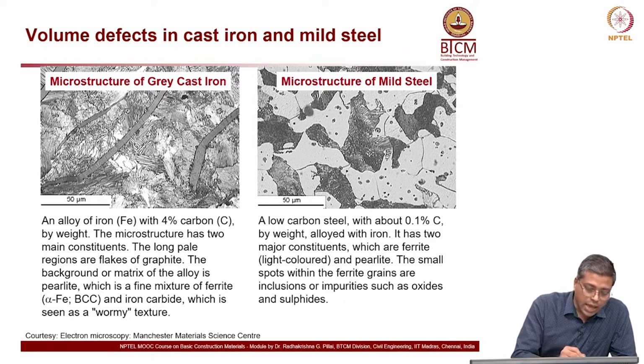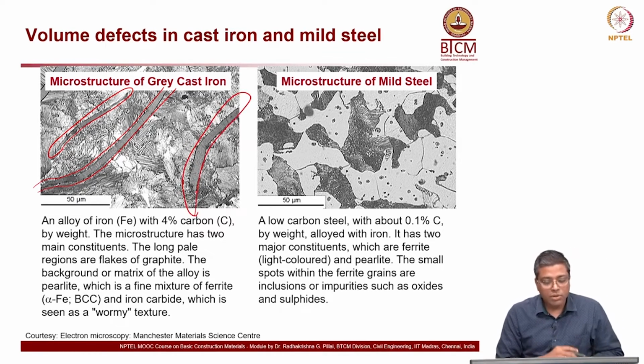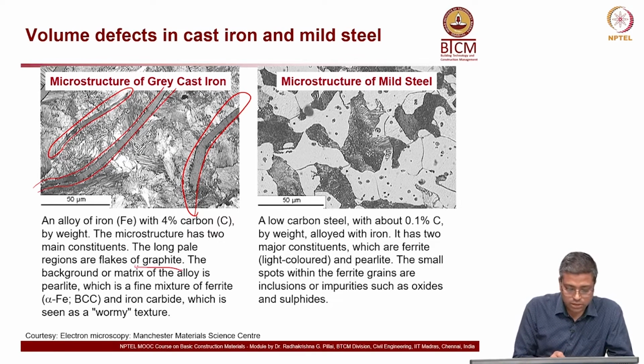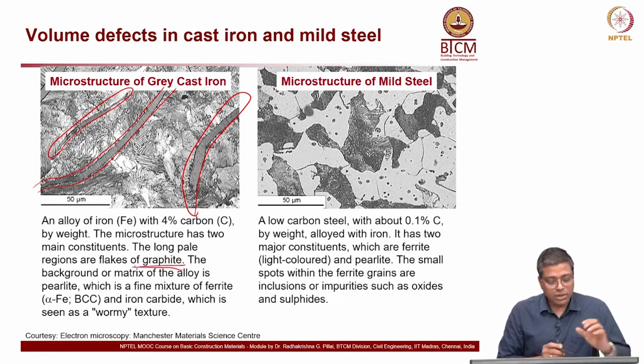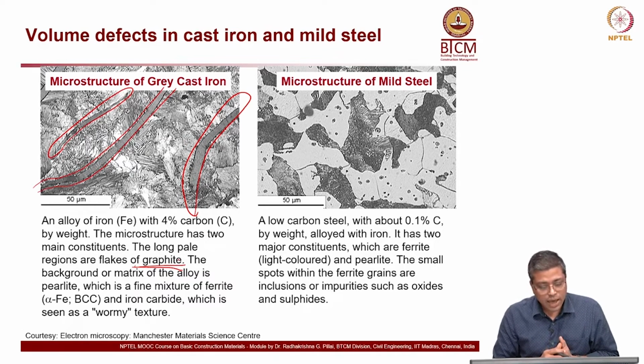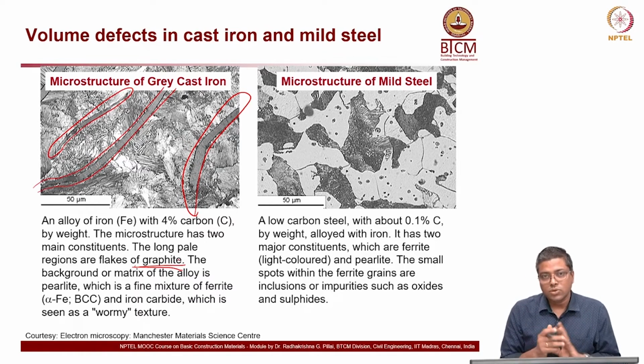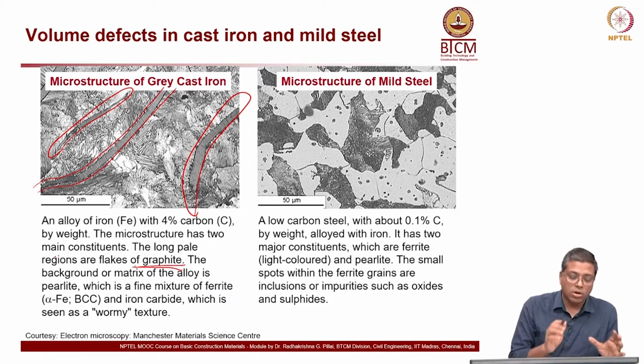You can see in the cast iron you have a lot of these flakes present. You can see this is another flake, this is another flake. Okay. In this picture you have 3 big flakes of graphite present. You can see here graphite. So, this is an image of an alloy of iron and 4% carbon. So, cast iron has a lot of this carbon present, 3 to 4% easily, by weight.